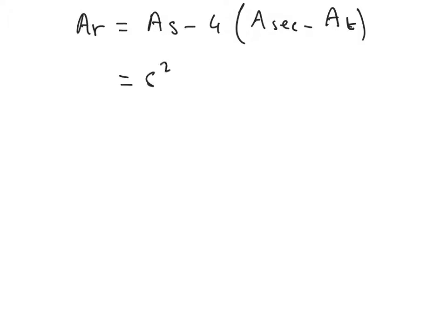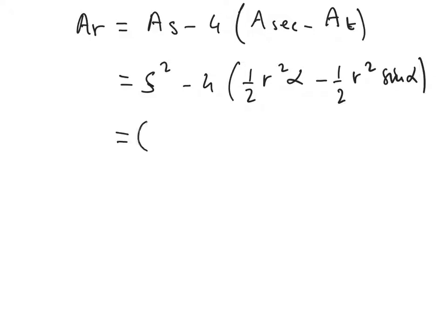So we continue. The area we are looking for, which we called at the beginning AR, is equal to the area of the square AS minus 4 times the small area, which is the difference between the area of the sector minus the area of the triangle. Now this will give S squared minus 4 times: the area of the sector is 1/2 r squared alpha in radians, minus the area of the triangle, 1/2 r squared sine alpha.